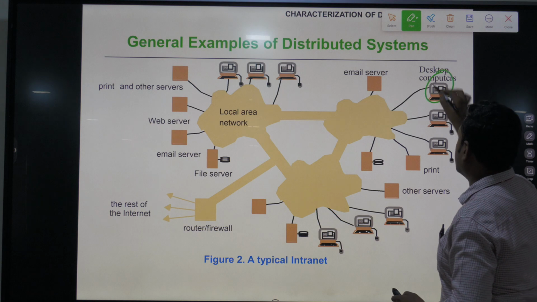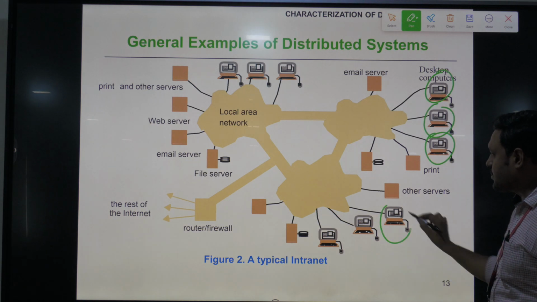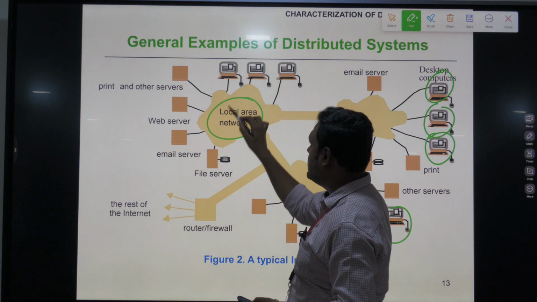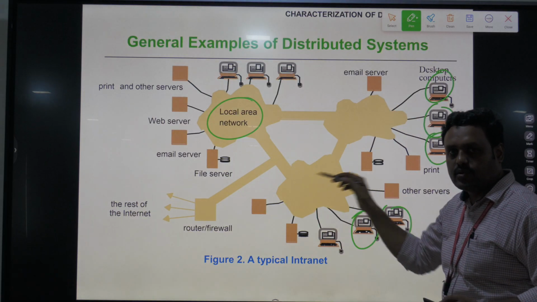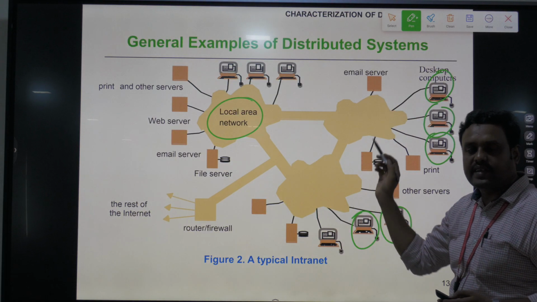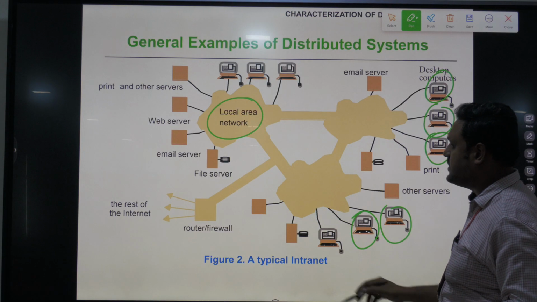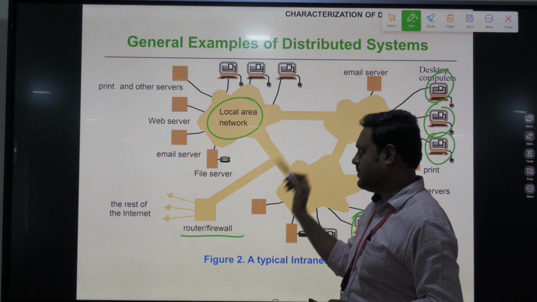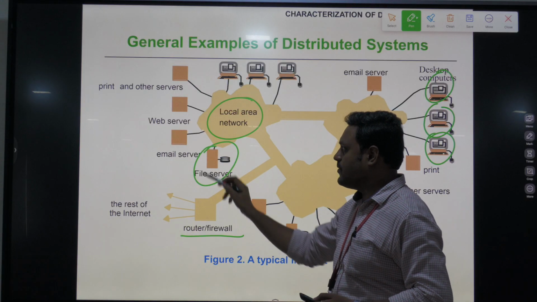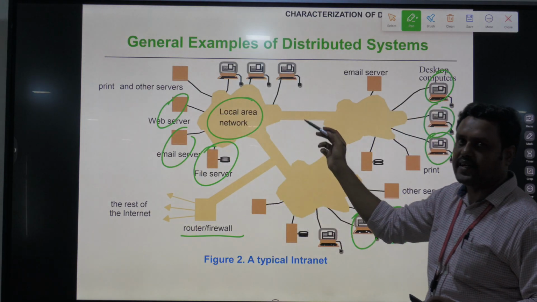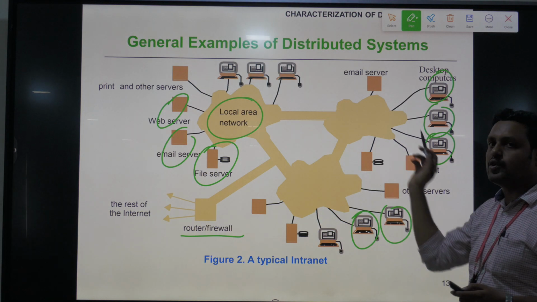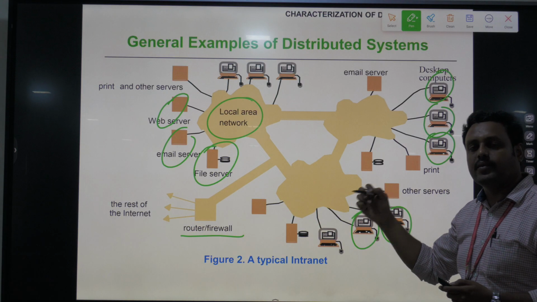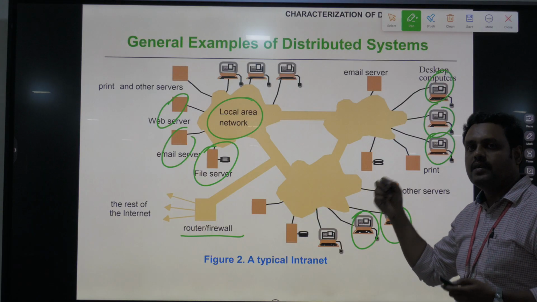Here you can see the desktop computers. All the desktop computers are connected to the network. This is the local area network, LAN, which is connecting all these devices so that they are able to communicate and coordinate. Here you can see the router or firewall, where the data is going to be shared from. You can also see the file servers, email servers, different servers which are connected to the same network. All these are said to be nodes in the distributed network. With this, we can communicate and coordinate between the nodes with the help of internet, intranet.